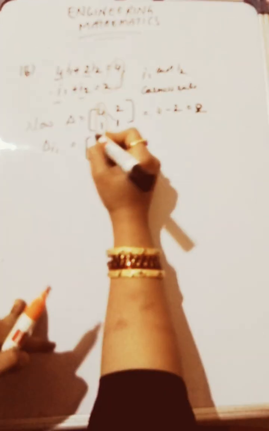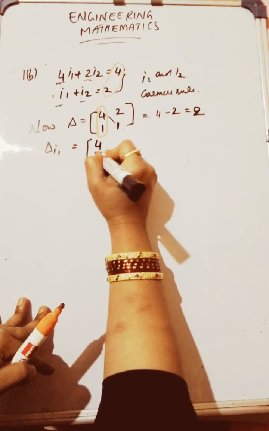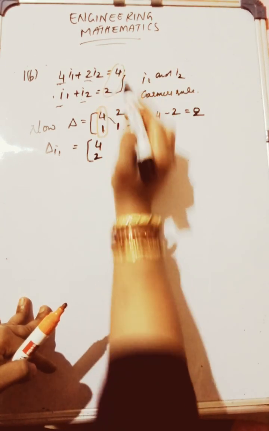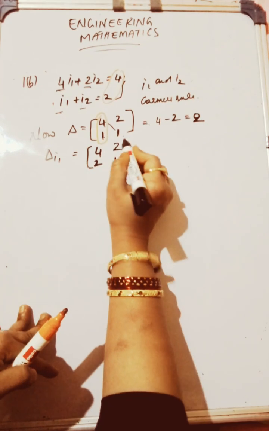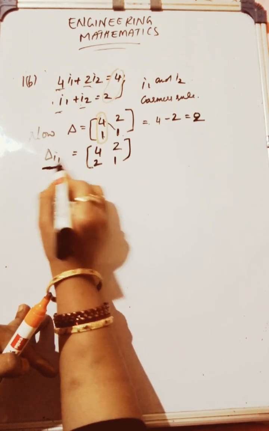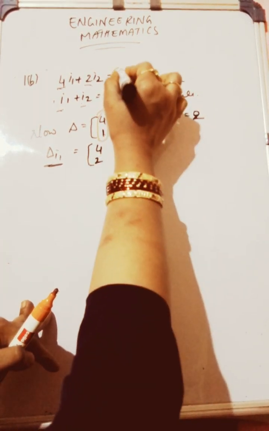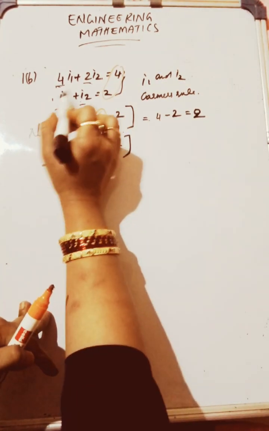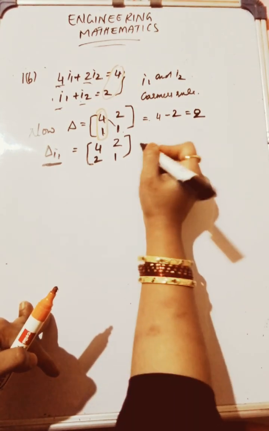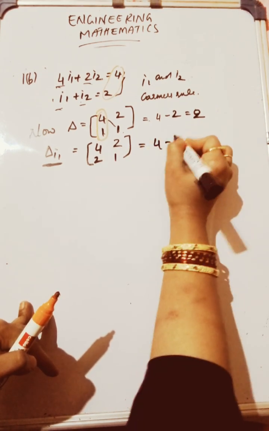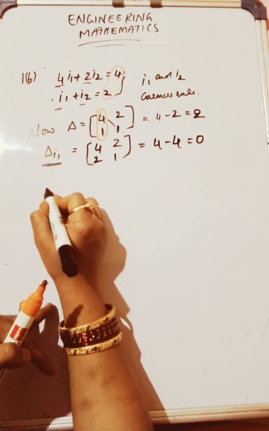Understood? 4, 2. In the place of 4 1 and 1 I am going to write 4 and 2. 2 and 1 stay the same, because it is delta I1. So in the first row only I am changing with 4 and 2, the values they gave in the question. Is equal to, same diagonal, 4 ones are 4, minus 2 twos are 4, is equal to 0, delta I1.